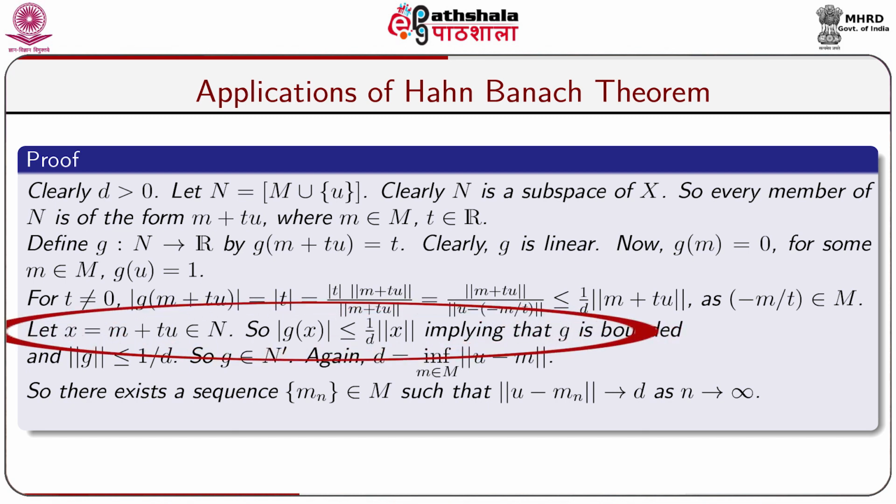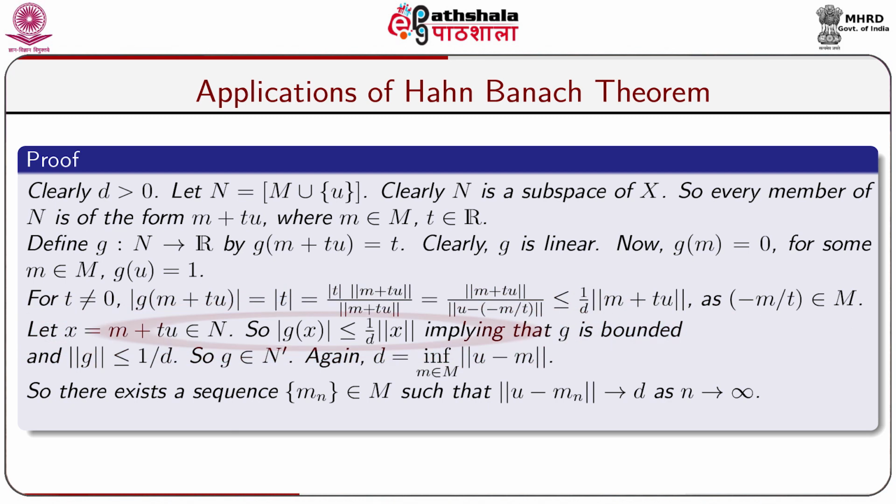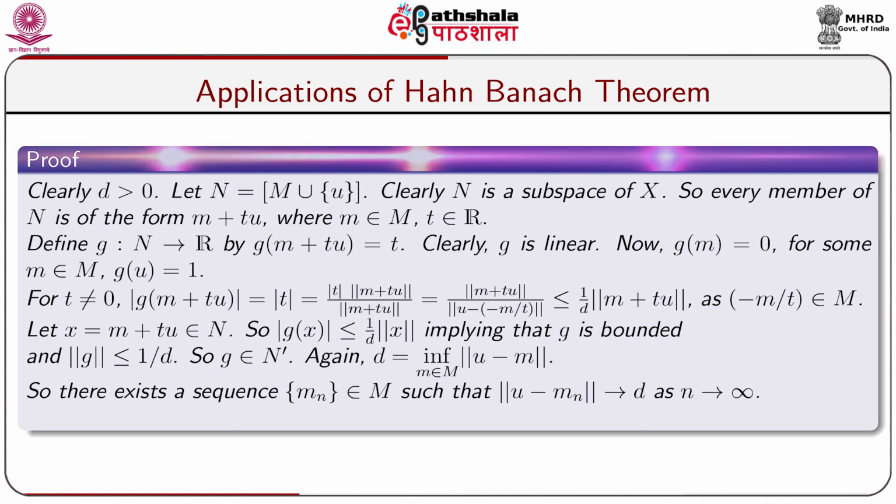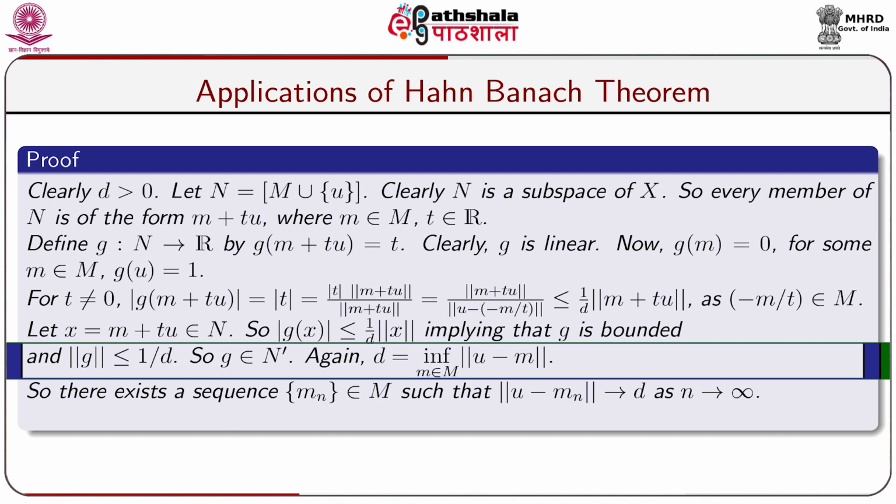Let x = m + tu belonging to N, because N is a subspace spanned by M and the singleton set {u}. So, |g(x)| ≤ (1/d) ‖x‖. In the earlier step, we obtained that |g(m + tu)| ≤ (1/d) ‖m + tu‖, and if we take m + tu = x, we get |g(x)| ≤ (1/d) ‖x‖. This implies that g is bounded, and that is why ‖g‖ ≤ 1/d. So, g belongs to N', that means g is a bounded linear functional over N.